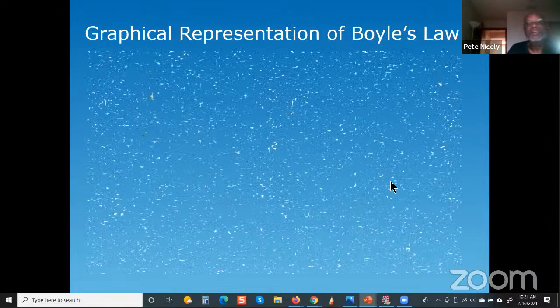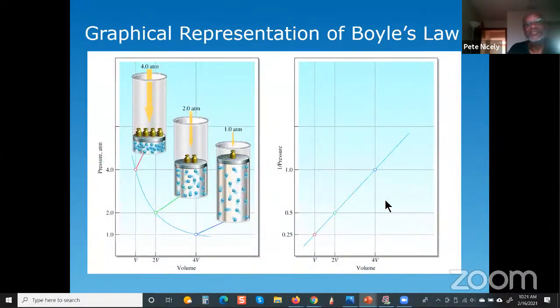Okay, so the next slide shows you a graphical representation of Boyle's law. In this case, we're plotting pressure versus volume, and you'll notice that there's a smooth curve. If you continue the curve this way or this way, in either case, the curve will approach each axis but will not touch it.